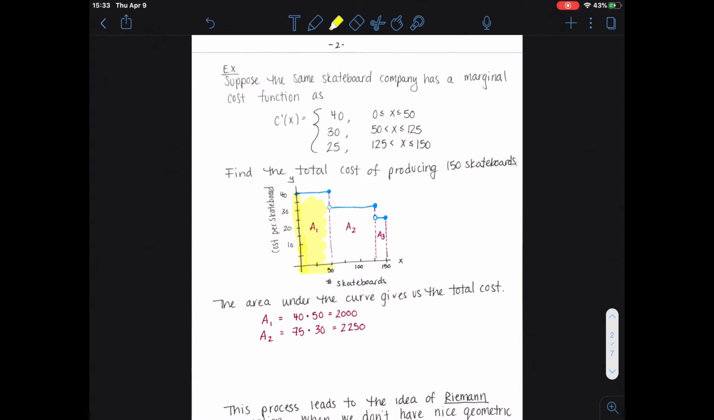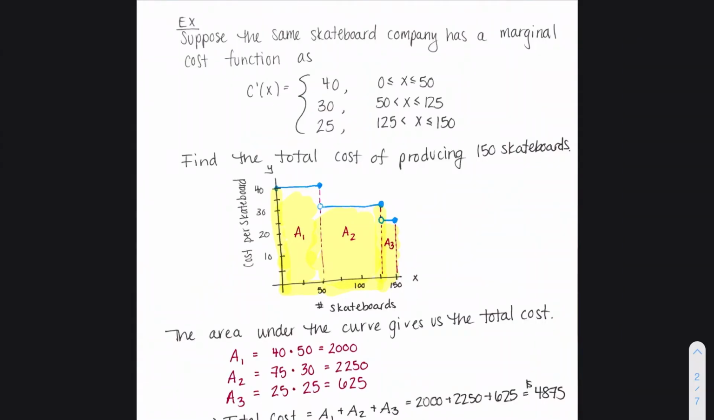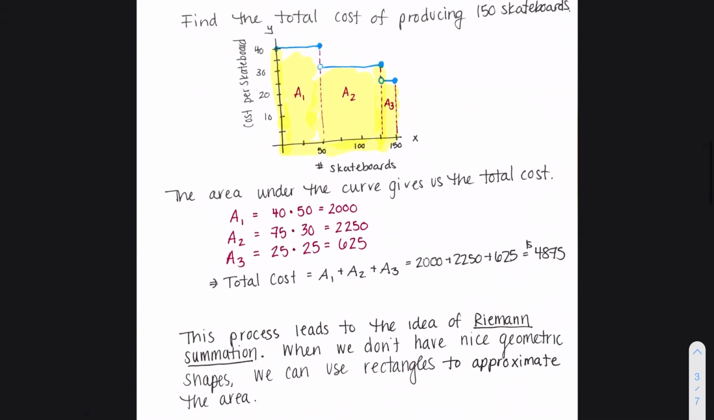If we look at A2, it goes from 50 to 125, so the length is 75, and the height is going to be 30, so the area A2 is 2,250. Finally, on this third one, it's for 25 boards from 125 to 150, and the height is 25. So A3 is 25 times 25, just 625. So our total cost is just the sum of these three areas, so it would cost $4,875. So this process really leads to an idea that's called Riemann summation.